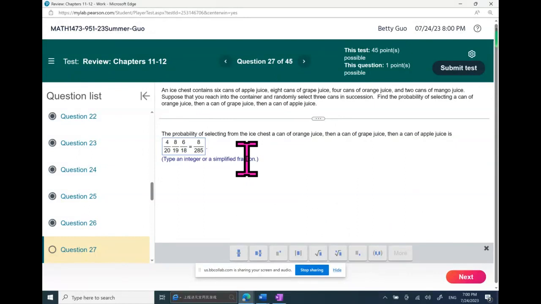4 divided by 20, multiplied by 8 divided by 19, multiplied by 6 divided by 18. You know, when you work on scratch paper, it should be easier than typing everything like I do. We have 8/285. Yeah, correct.